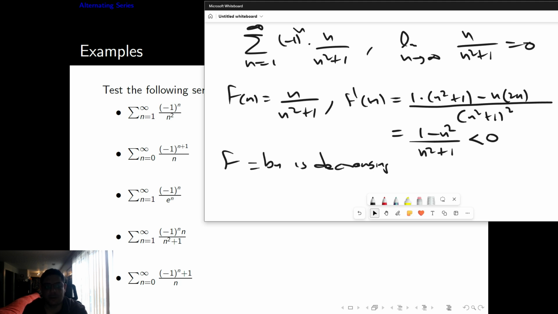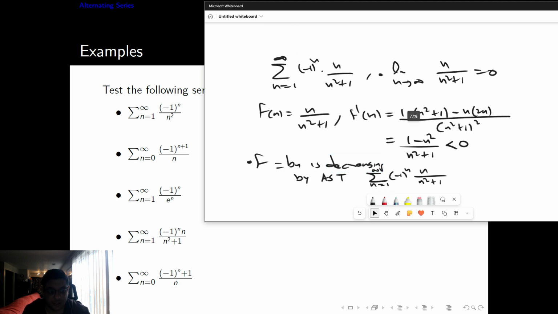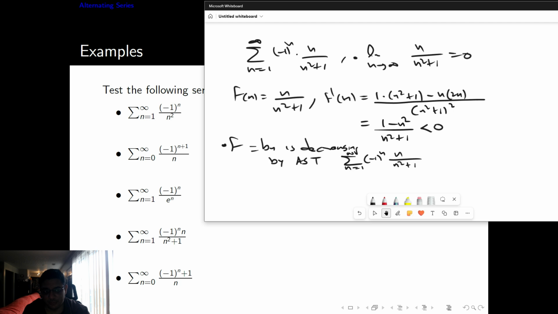And notice that we always had to do these two steps. We've got to state this and we've got to state this. If we don't do that, then we cannot claim that by the alternating series test, the series is convergent. So you want to be very careful when you're doing exercises and when you need to establish conditions, because you need to prove that those two things happen to be able to use it.